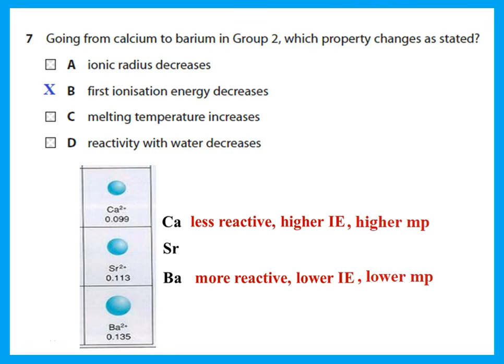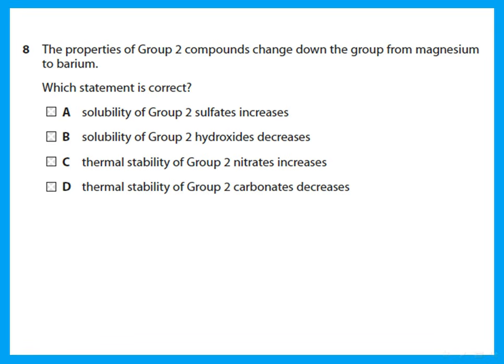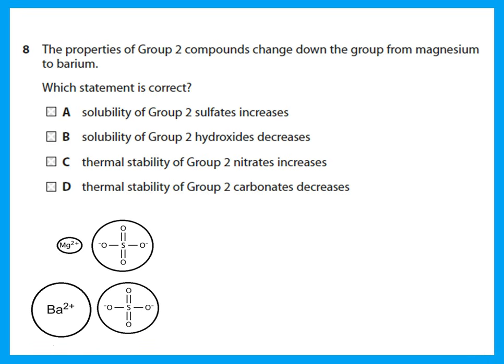With reactivity with water, of course, as we go down group 2, reactivity increases. So actually, barium is more reactive than calcium. The properties of group 2 compounds change down the group from magnesium to barium. So, with respect to these compounds, which statement is correct? So let us see. He says, the first one says solubility of group 2 sulfates increases as we go down.